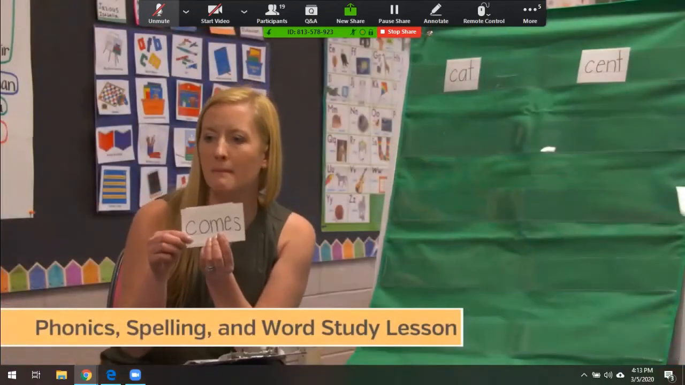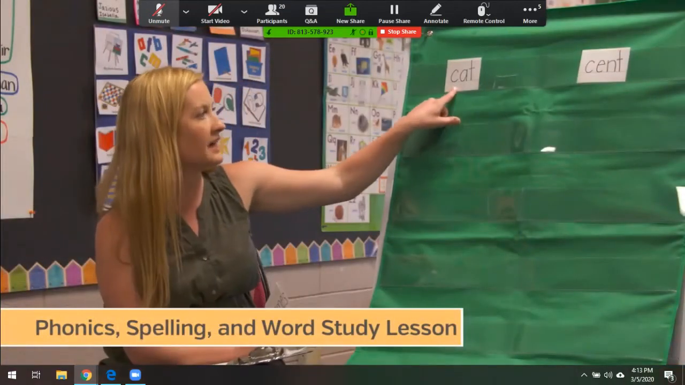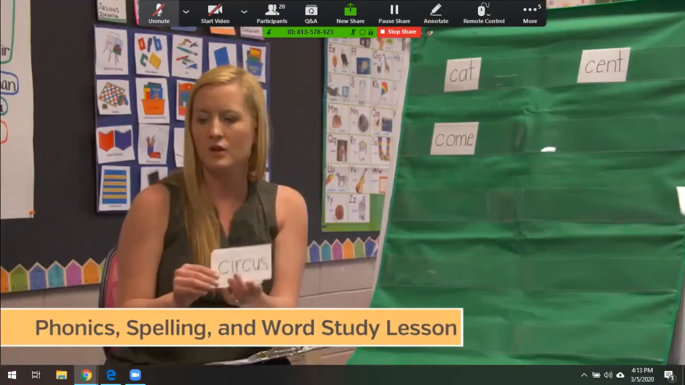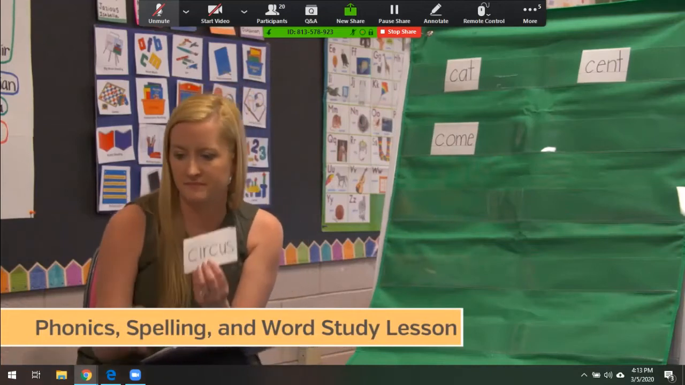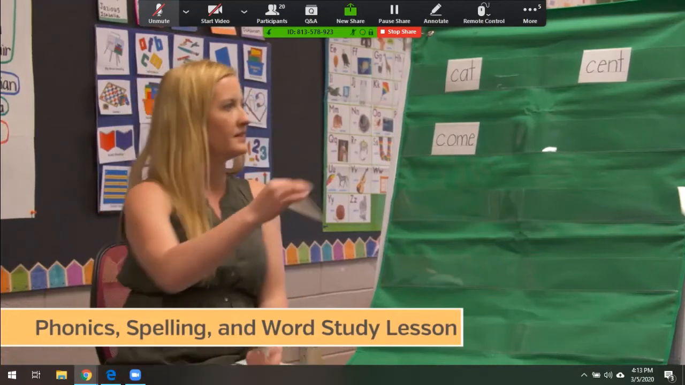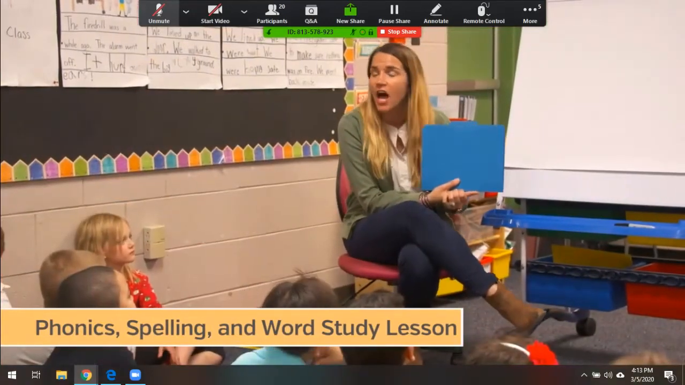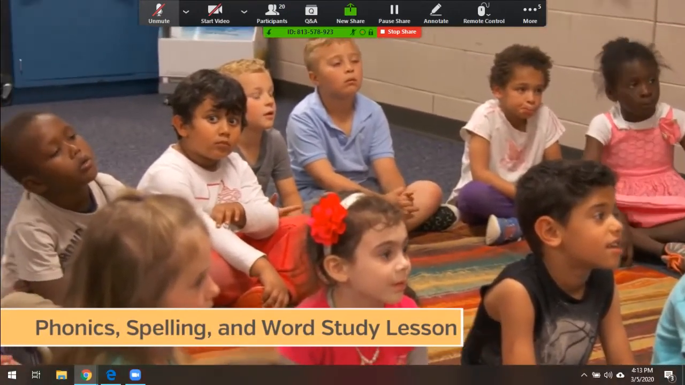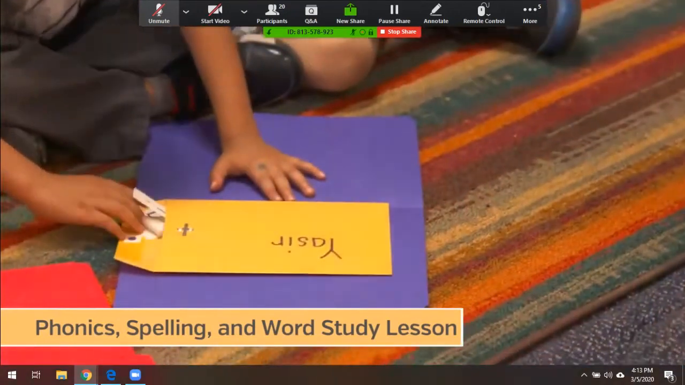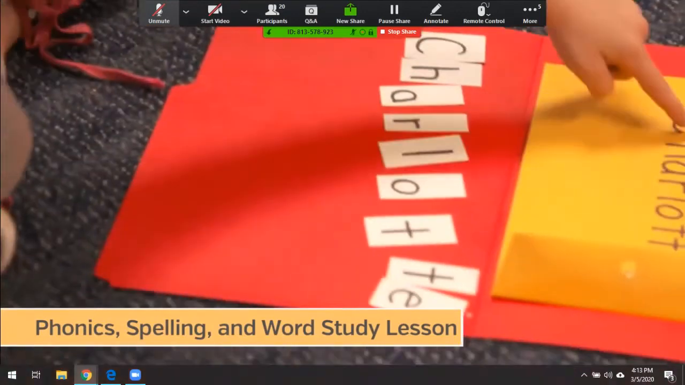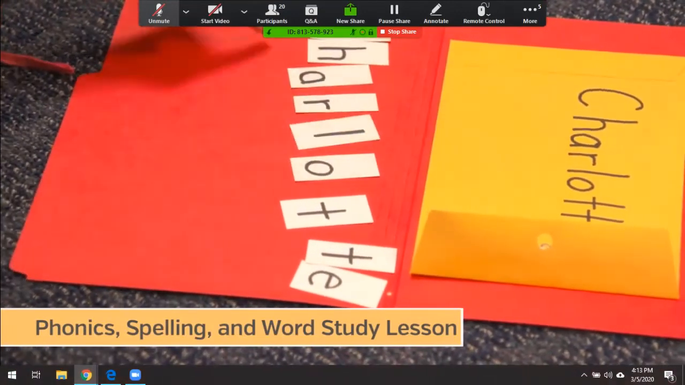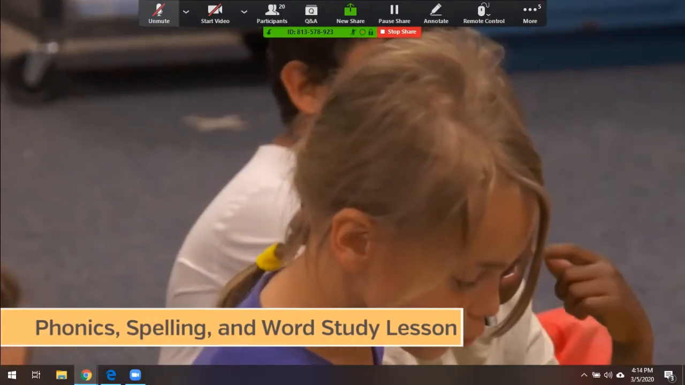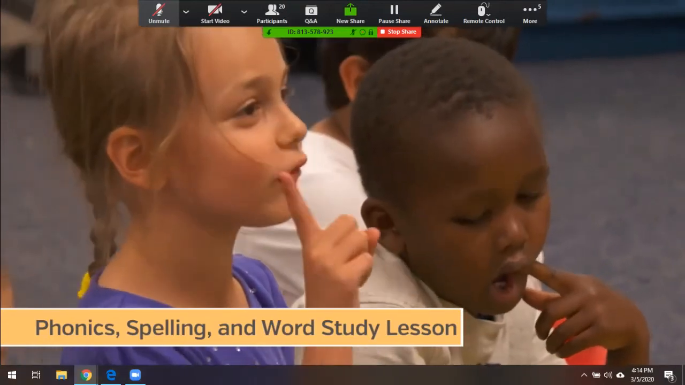The word come. Would this go on the cat or scent side? Cat. The word circus. Scent. Boys and girls, we've been looking at a lot of words, and today we're going to use our names to notice that words are made up of letters. Make sure you're looking at the letters on your yellow folder. Good mix and fix, my friend. I have 2 A's and 2 L's in my name, but I only have 1 Y.